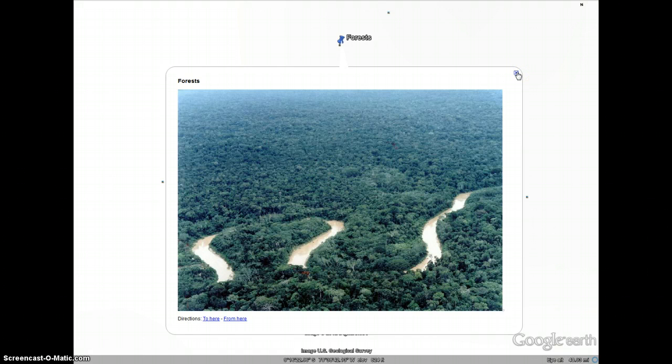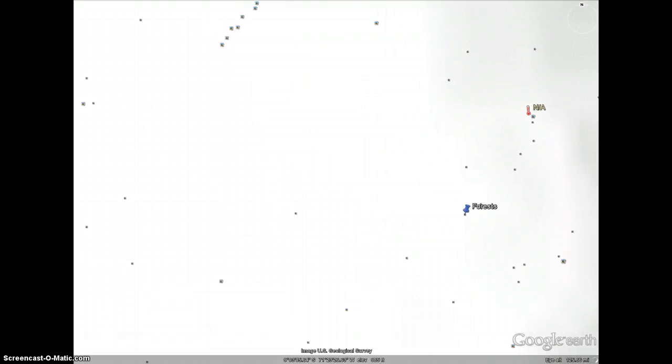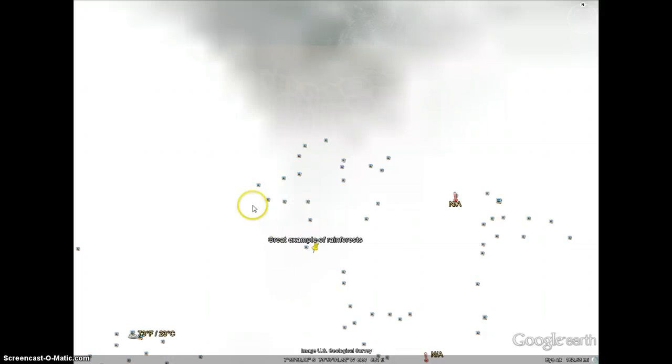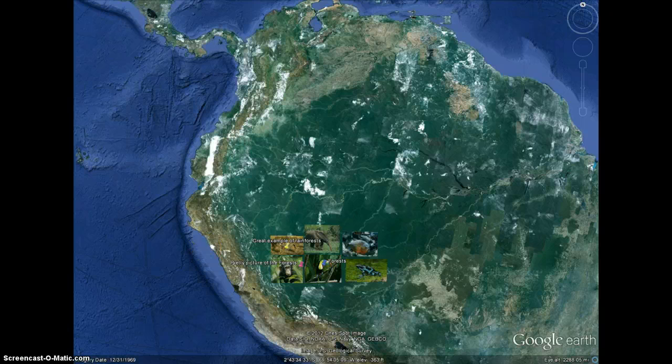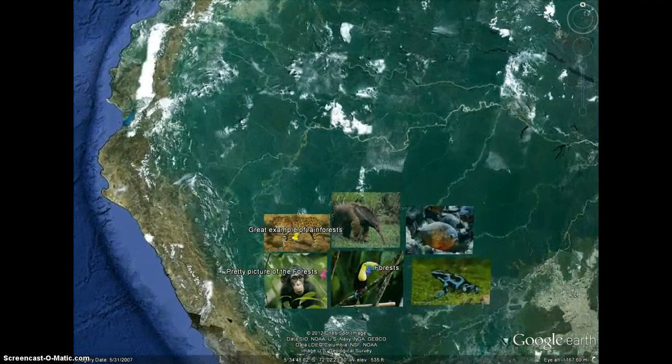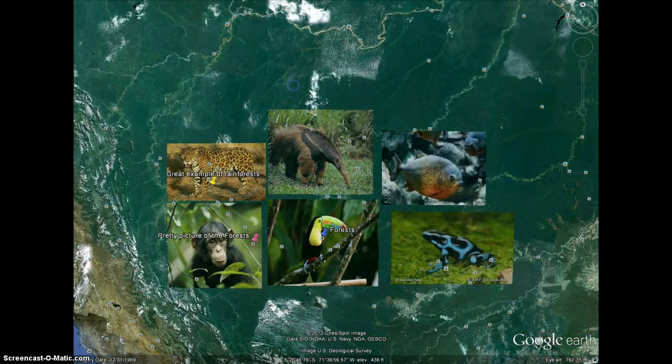All right, so let's see if you were correct about the animals that we could find in the rainforest. Oh, it is not showing. Oh, that is because it is cloudy. Let's take the weather off. There we go. Let's see what it looks like. Here we go. So class, here are some examples of the animals that we could find.